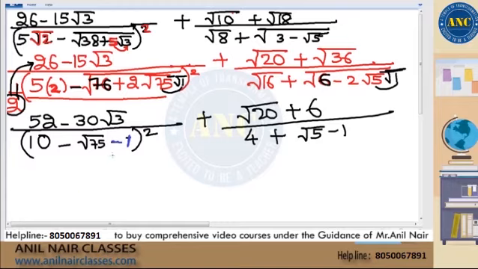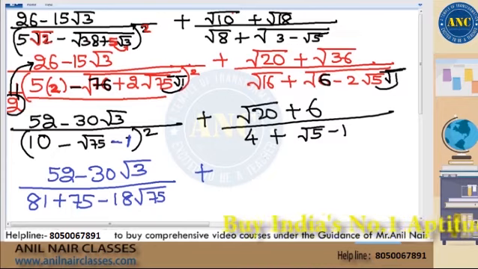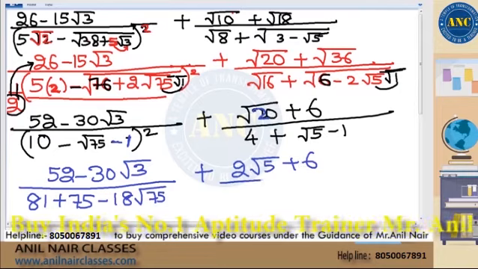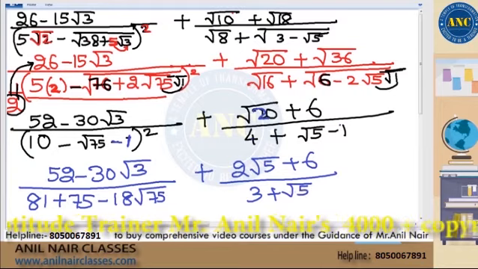So 9 minus root 75 whole square. Apply (a minus b) whole square. 9 square is 81. Root 75 whole square is 75. Minus 2ab. 2 into 9 into root 75. Minus 18 root 75. So the numerator I will write as it is, 52 minus 30 root 3, plus. Can I say here, this is nothing but 4 into 5, which is 2 root 5, plus 6, divided by 4 minus 1, which is 3. It is 3 plus root 5, right? It is 3 plus root 5.